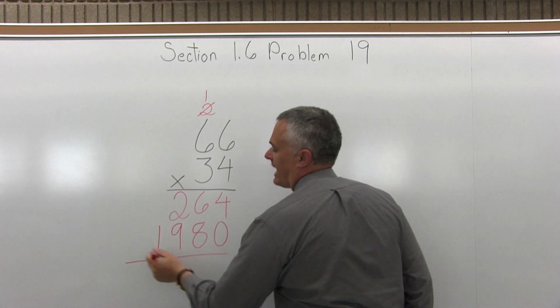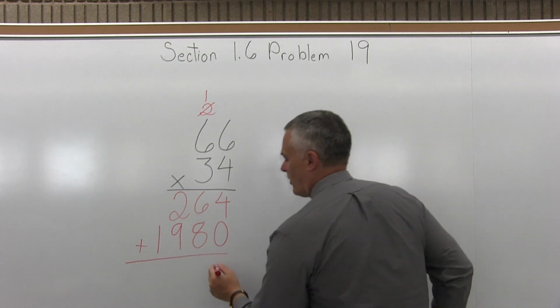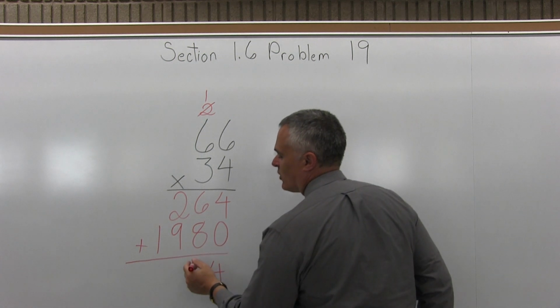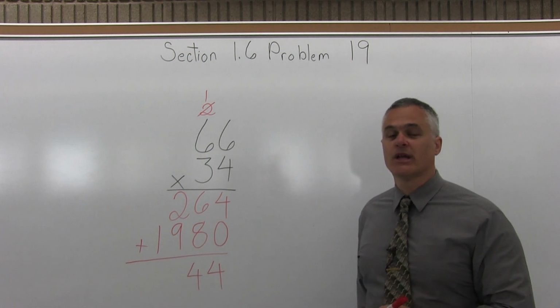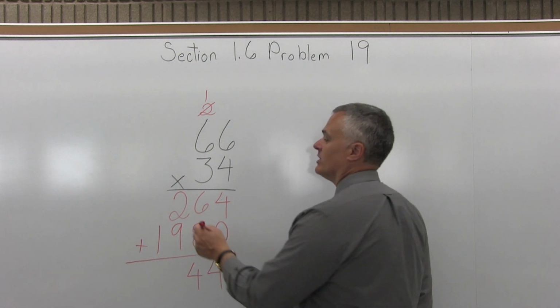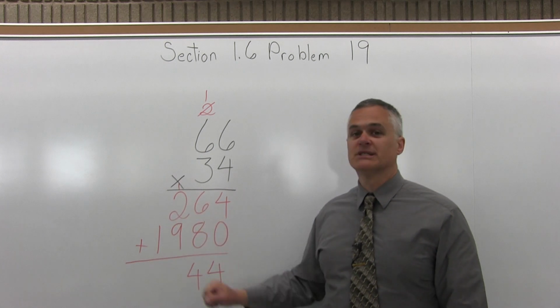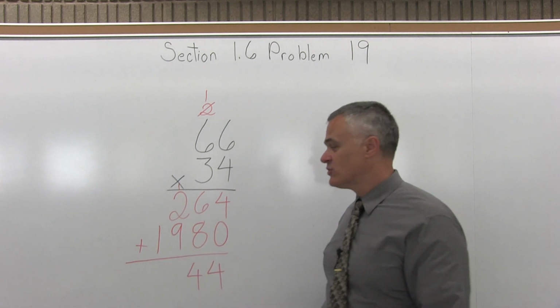And now I can add the numbers together. 4 plus 0 is 4. 6 plus 8 is 14. So I put the 4 from the 14 under the column where I'm working, and I carry the 1 from the 14 to the top of the next column. And now I add 1 plus 2 plus 9. 1 plus 2 is 3. 3 plus 9 more is 12.